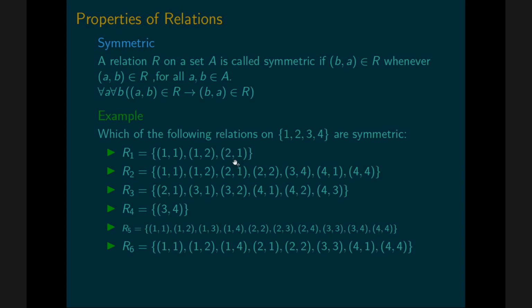First one is symmetric. Second one is not symmetric because there isn't a 4, 3. Third one is also not symmetric. Fourth one is also not symmetric. Fifth is not symmetric either because there isn't 4, 2. And sixth one, it's symmetric. Okay. Do we all agree?